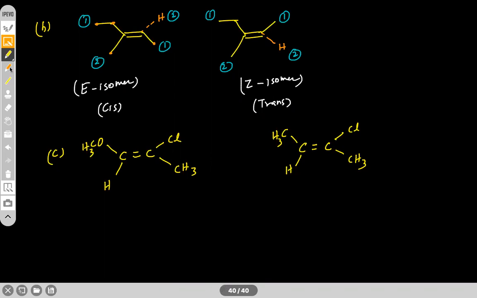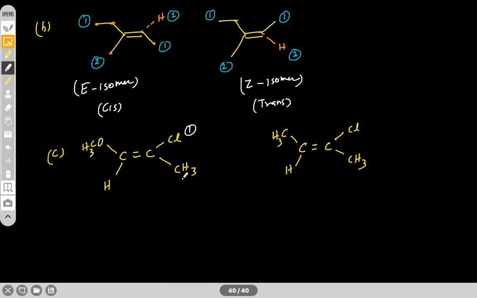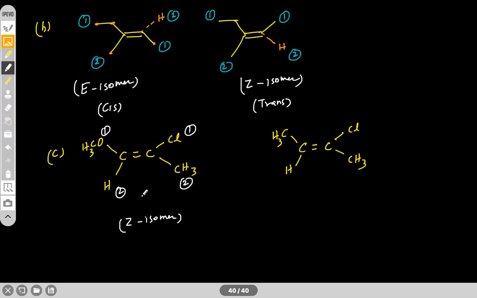So what we'll do, we'll assign priority first of all. 1, 2, oxygen 1, and this is 2. Higher priority on the same side, it is Z isomer. In this one, cis trans is not possible. In this one, you see, first of all, this is 1, this is 2, chlorine and carbon, carbon and hydrogen. This is also Z isomer.